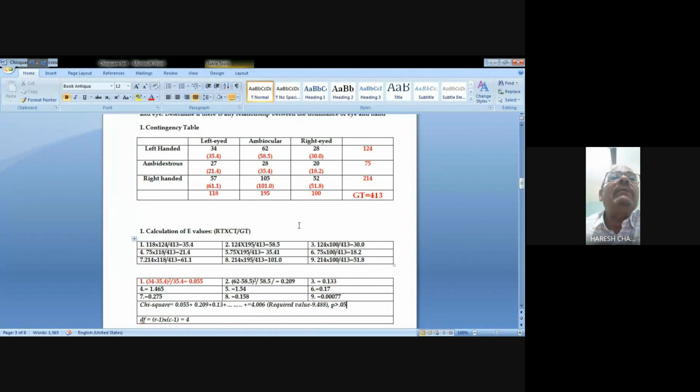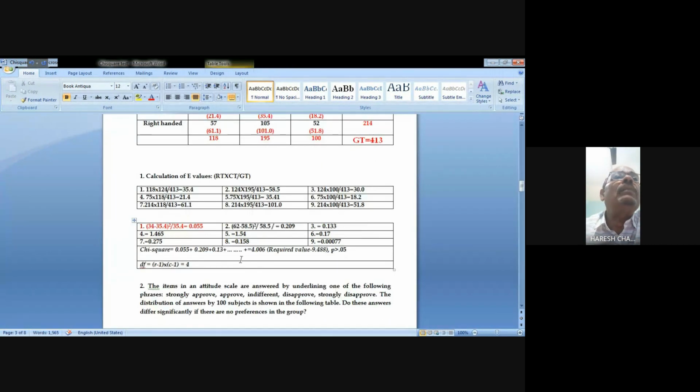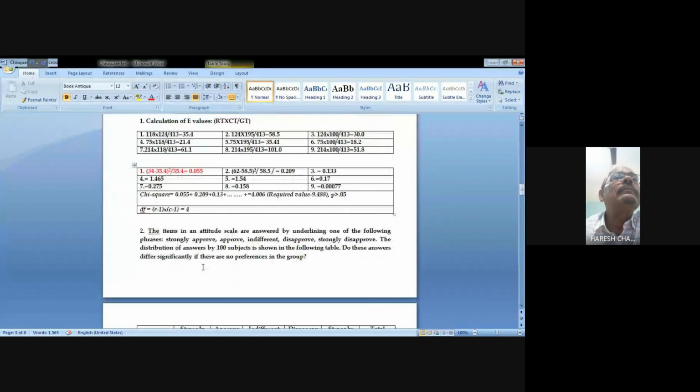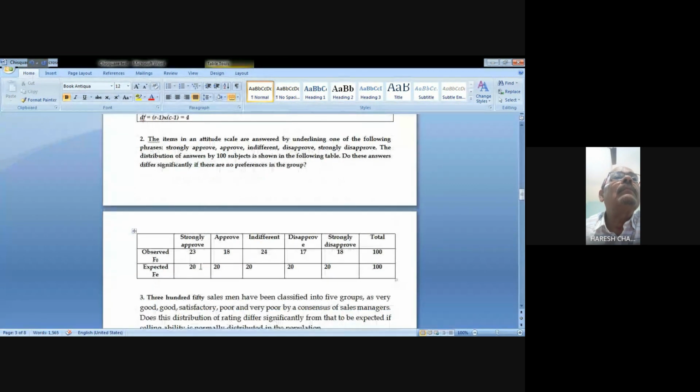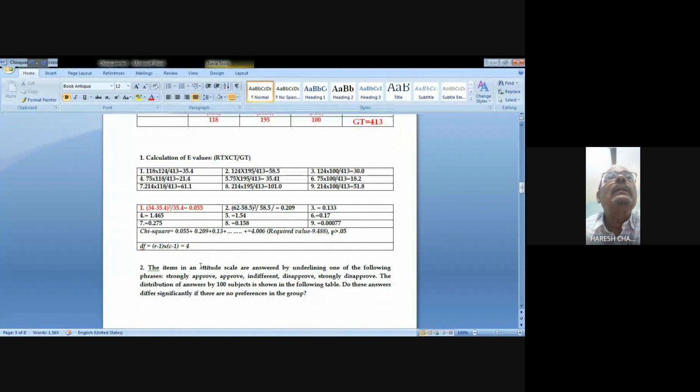Actually, the critical value with the degrees of freedom 4 is 9.488. If you look at the table, any question about this? In order to check the significance of the chi-square value, you have to go for a table in the book, in the backside of any statistics book.